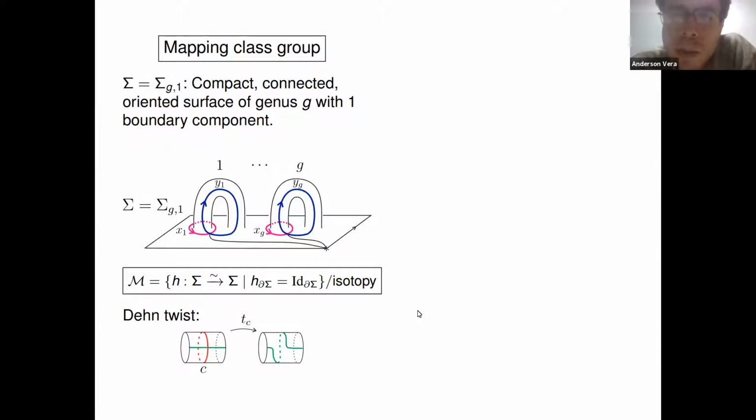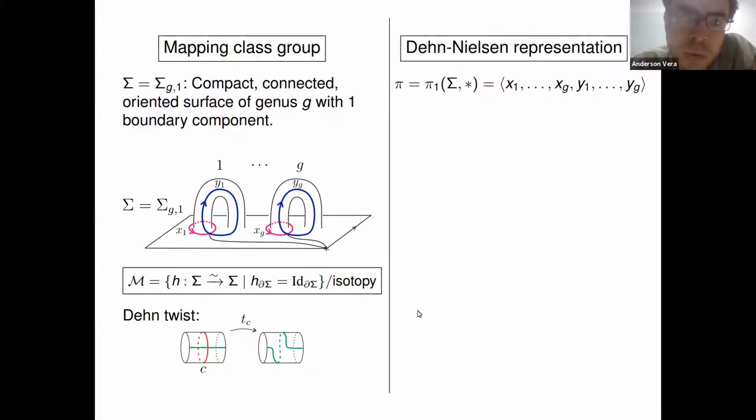As I said, we want to use an algebraic approach, so we are going to study this group by studying how it acts on other objects. For instance, we can consider the fundamental group of the surface. Since we have one boundary component, this is a free group. If we fix a system of meridians and parallels, it is freely generated by the homotopy classes of these curves.